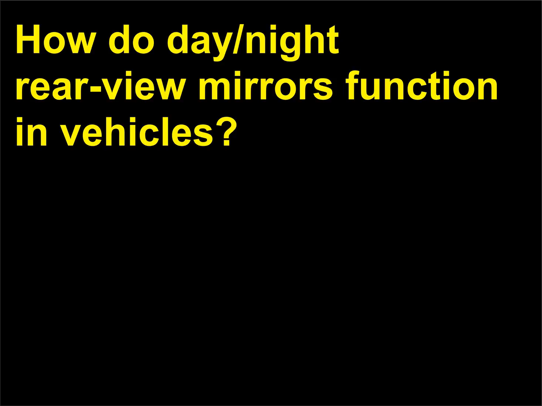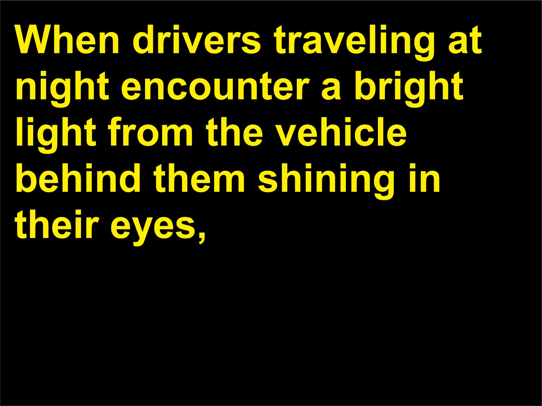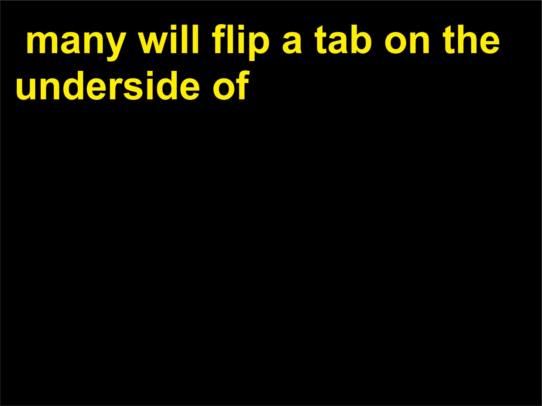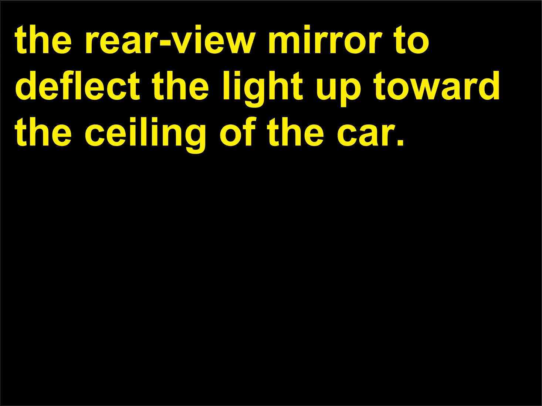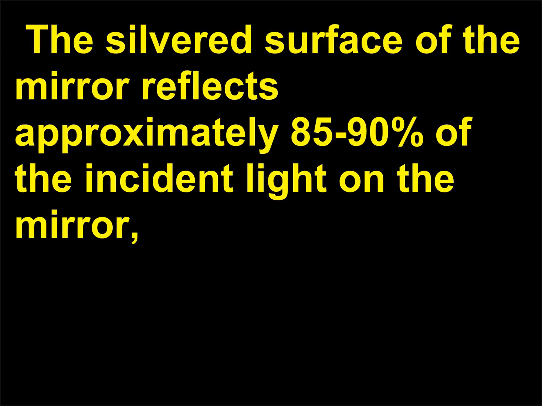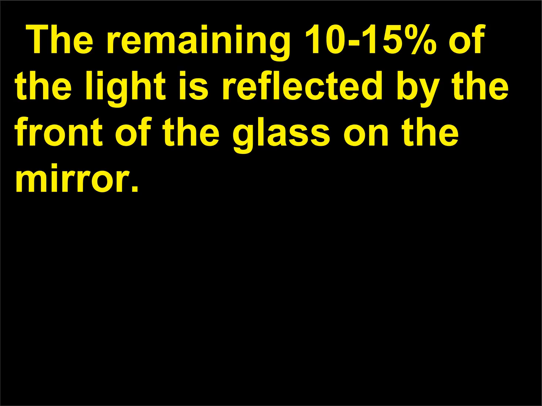How do day/night rearview mirrors function in vehicles? When drivers traveling at night encounter a bright light from the vehicle behind them shining in their eyes, many will flip a tab on the underside of the rearview mirror to deflect the light up toward the ceiling of the car. The silvered surface of the mirror reflects approximately 85 to 90% of the incident light on the mirror, which is now directed toward the ceiling. The remaining 10 to 15% of the light is reflected by the front of the glass on the mirror.